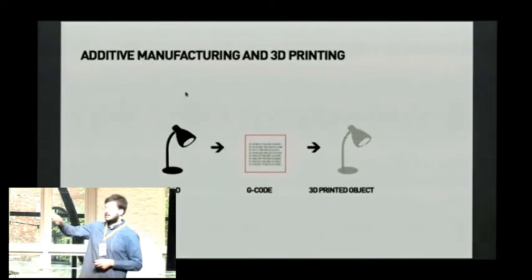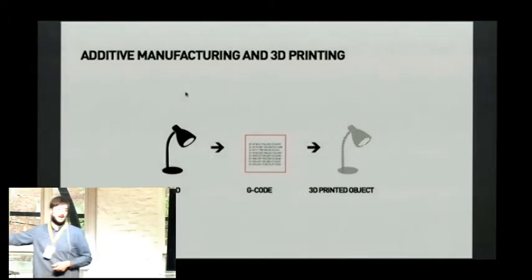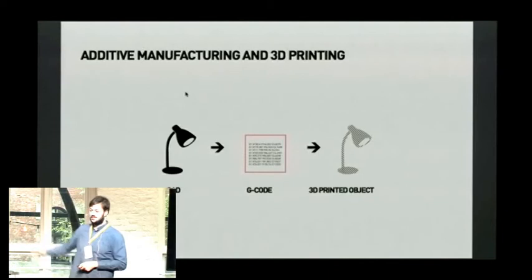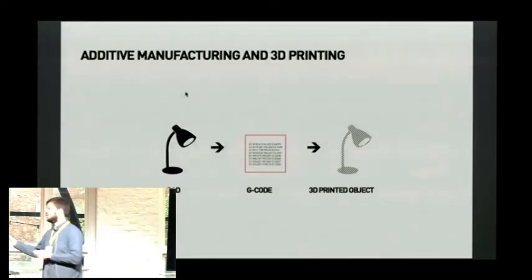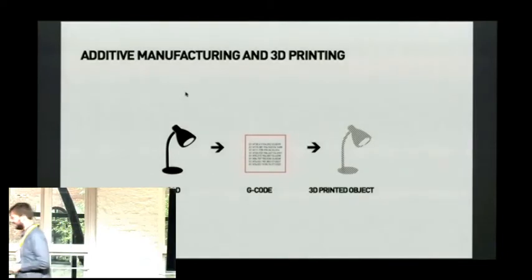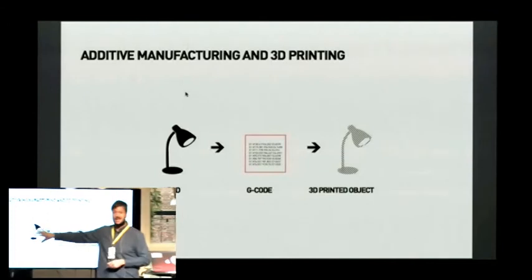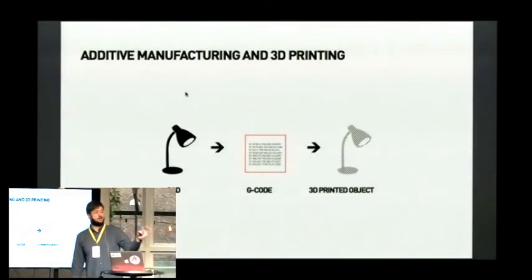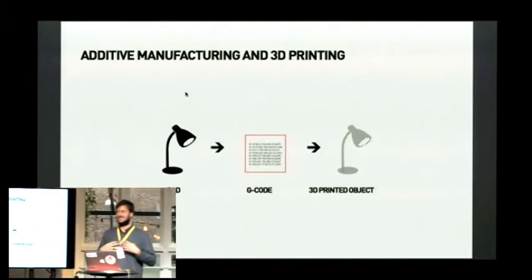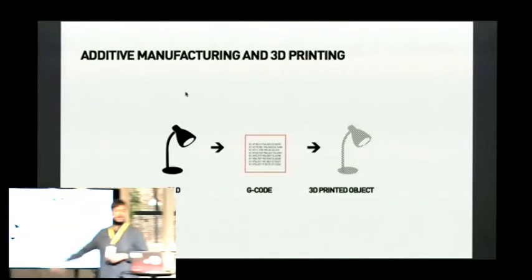With 3D printing, you've got to start off with CAD, and then you make G-code, and then you have a 3D printed object. I need this to explain to people who don't know what it is. The interesting thing for me is more in this area, because I rely on others to make good 3D printers. That's not my field, it's more what happens before.